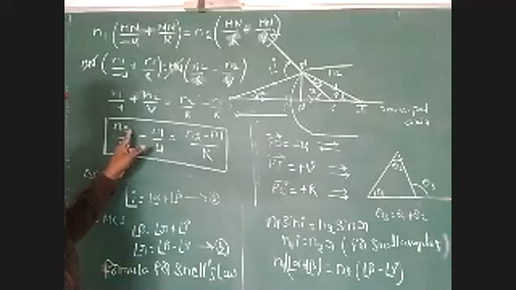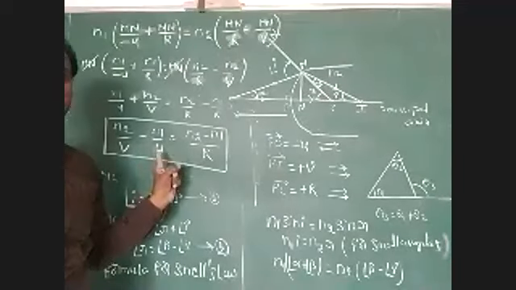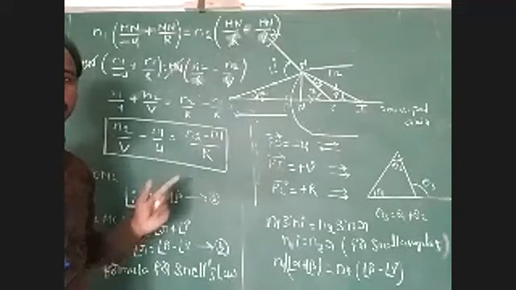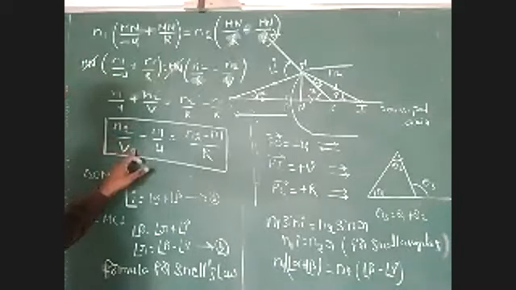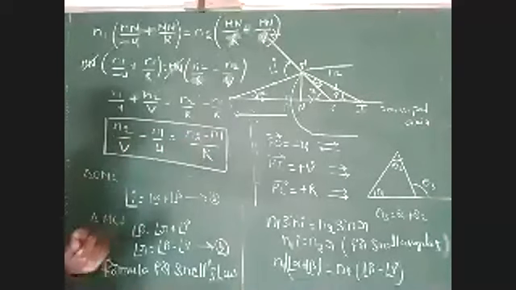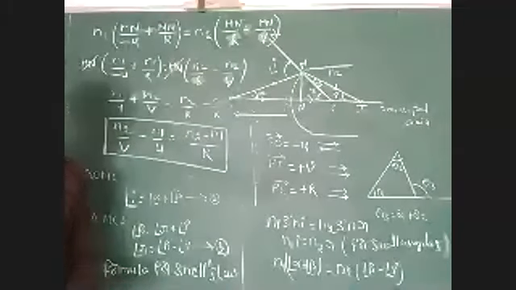This formula is related to both concave and convex curved surfaces. For both curved surfaces we use the same formula: n2 by v minus n1 by u equals (n2 minus n1) by R.